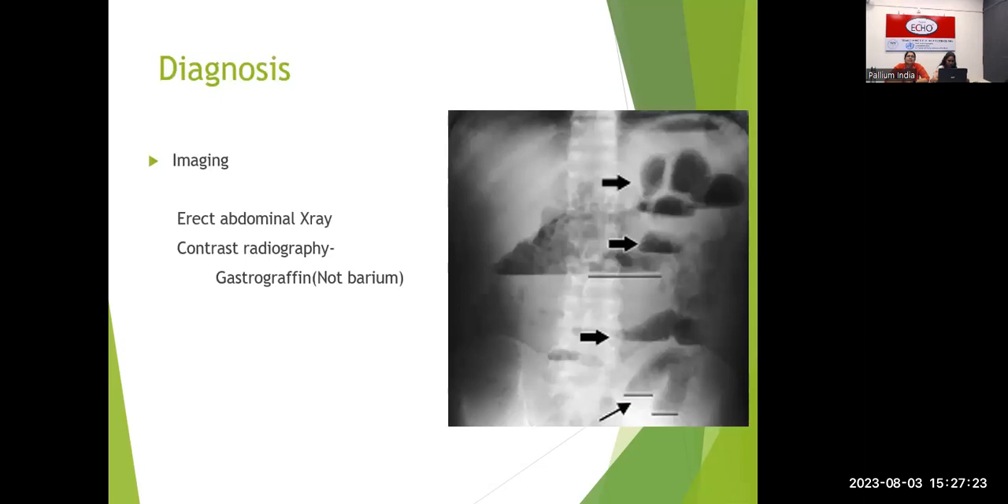So here you can see the X-ray. You can see the multiple air fluid levels and the distended intestinal loops. So imaging like X-rays can be done. Contrast radiography can also be done.